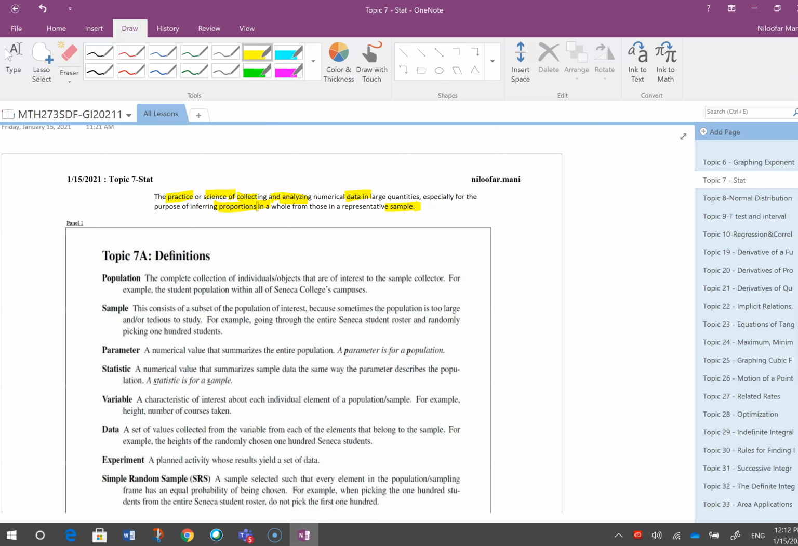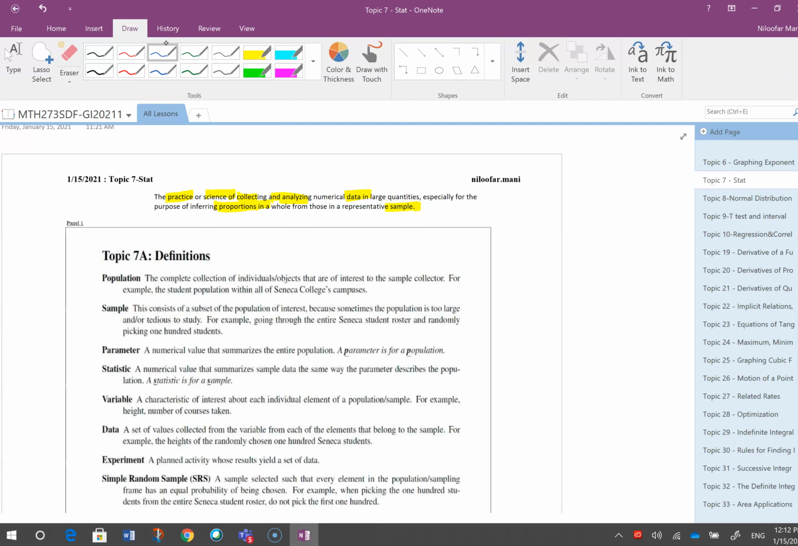When we collect data and analyze them, and then we find some properties of the data, we say, okay, this is for the sample, so almost for sure the property of the population is the same as this sample. So we want to make some conclusion.